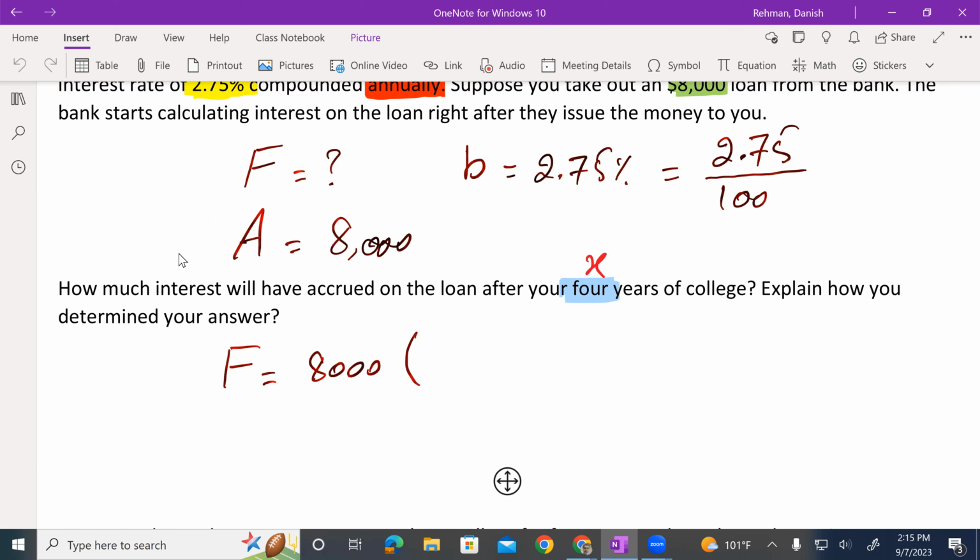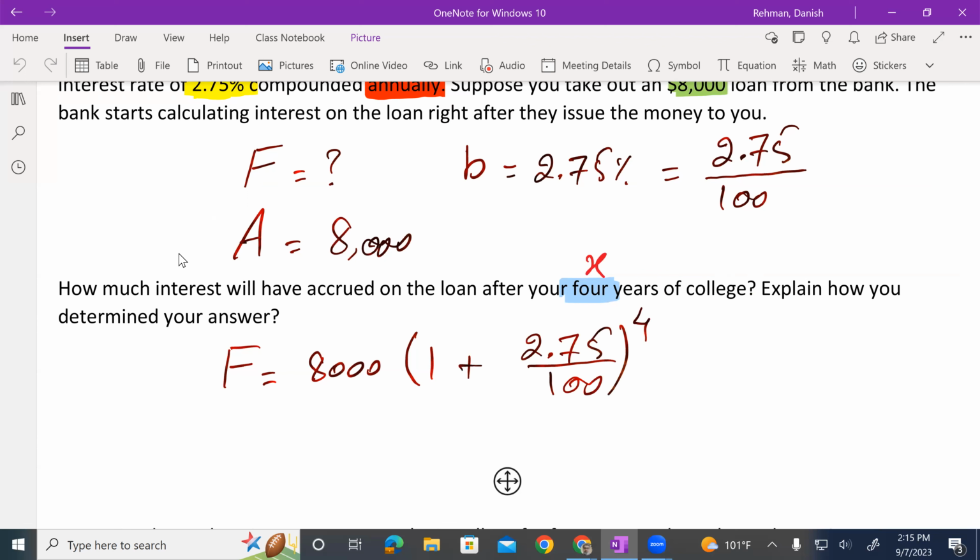And then 1, is it a growth or a decay? Growth. Loan will increase. I wish that over time the loan would automatically decrease, but it's not happening in real life. Loan will keep on growing if you're not paying it off. So 1 plus B, where B is 2.75%. That means I should be writing 2.75 divided by 100, raised to the power X. And X here is 4.